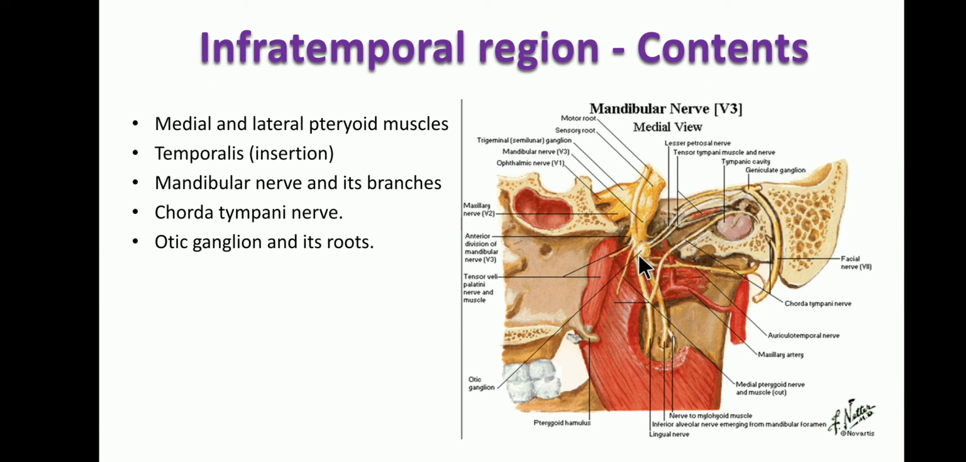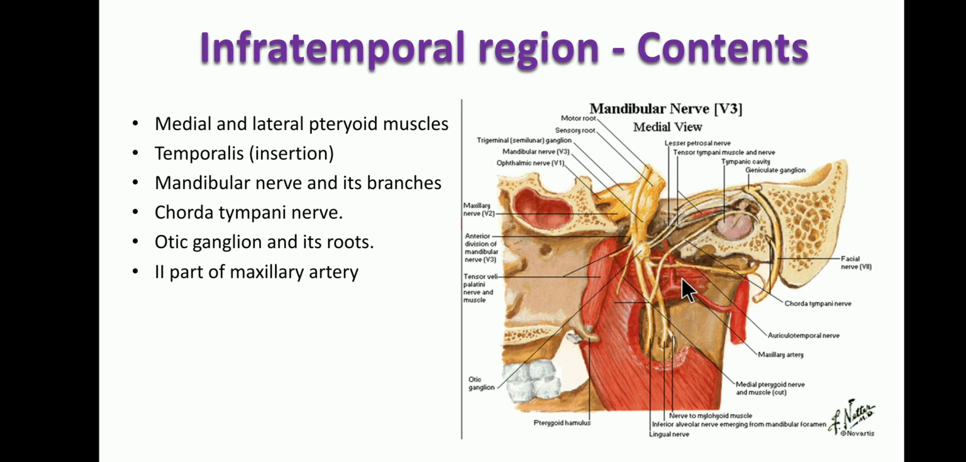Then you see one of the peripheral parasympathetic ganglia, the otic ganglion and its roots, in the infratemporal fossa. This otic ganglion is a peripheral parasympathetic ganglion which gives postganglionic fibers to the parotid salivary gland. So that is one of the parasympathetic ganglia which you come across in the infratemporal fossa. Of the four parasympathetic ganglia in the head and neck, this is the second one which we are coming across in the infratemporal region. First was the ciliary ganglion, which we discussed in the orbit class.